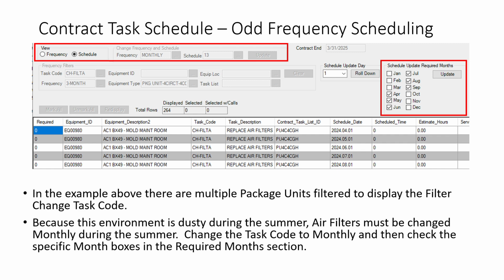We can also accommodate odd task scheduling. The example here would be a building where the package units on the roof would have filter changes done every month during the summer, but not at all during the winter. So by choosing the right filters, highlighting and marking the check marks for these specific units and the filter change, I can then mark all of the summer months and update the list to change the frequency.